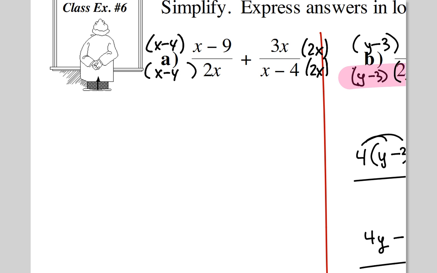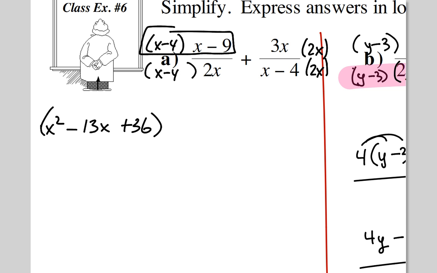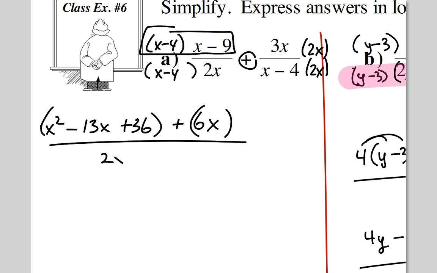Okay, so you have numerator 1. x squared minus 13x plus 36. I mean, you guys have factored so many polynomials in your life that you should know that right off the hop. Minus 4, minus 9, minus 13. And they multiply to plus 36. And we're plussing, so it's easy. We're plussing 6x. All over the LCD, 2x, x minus 4.